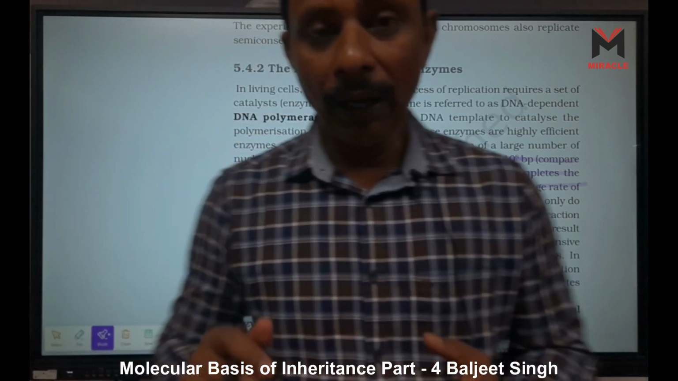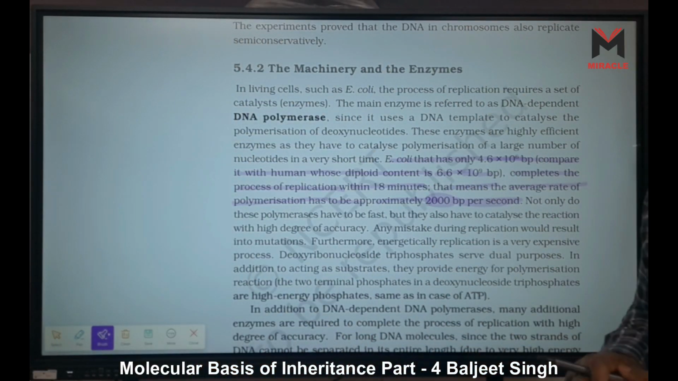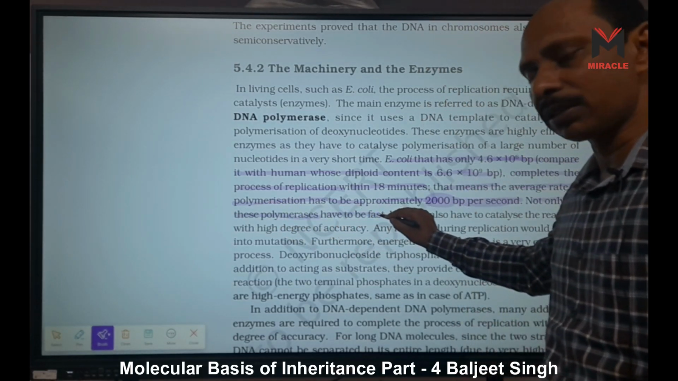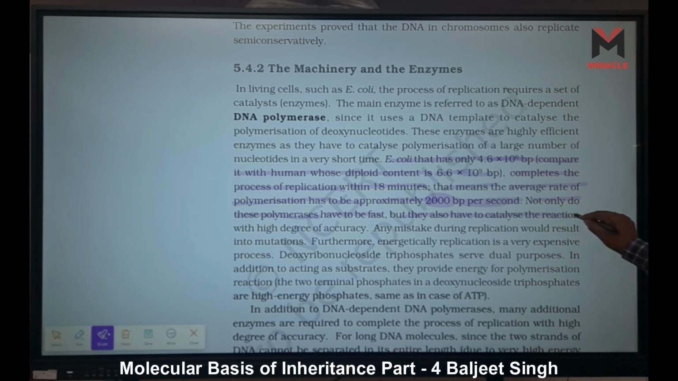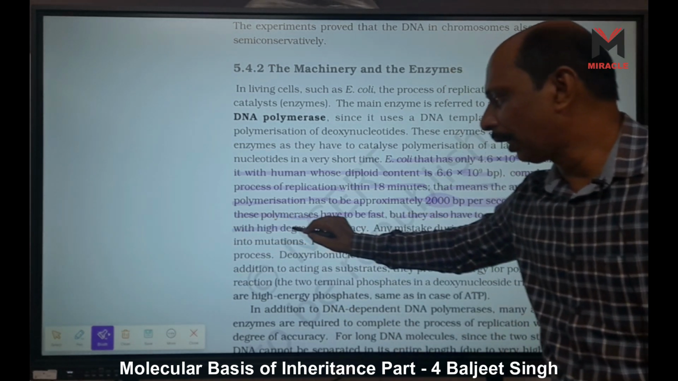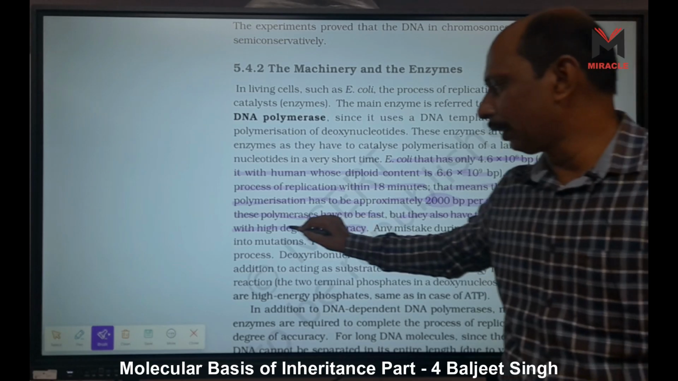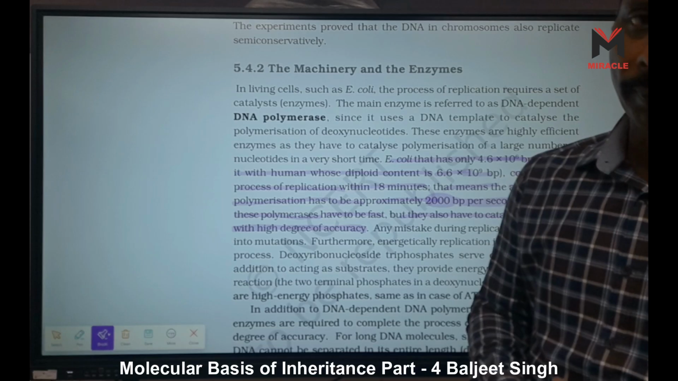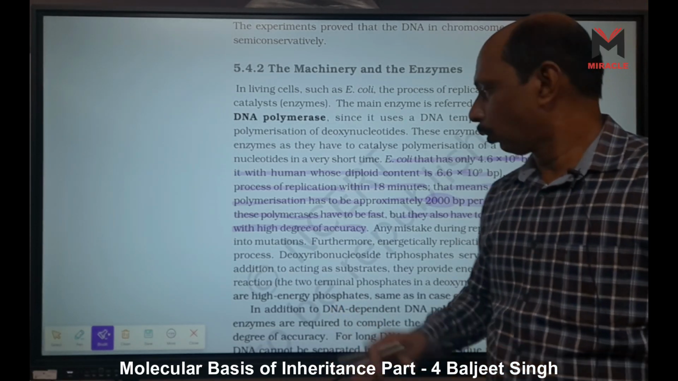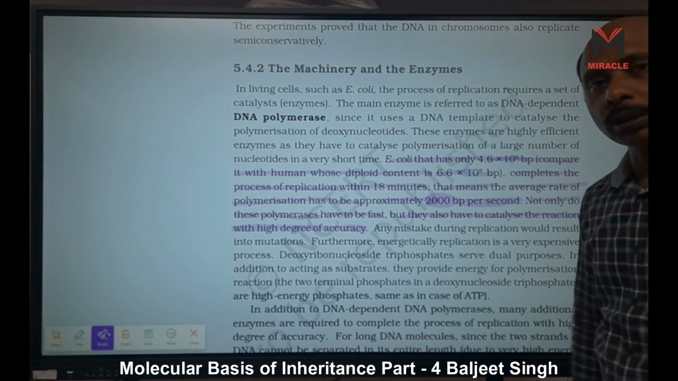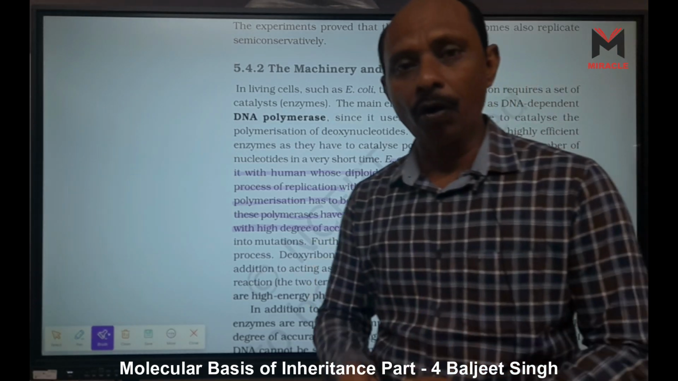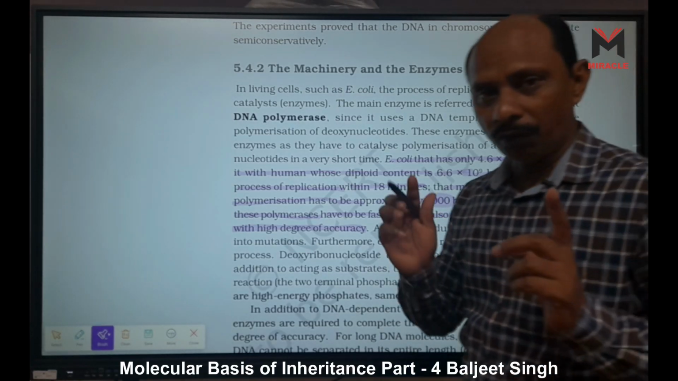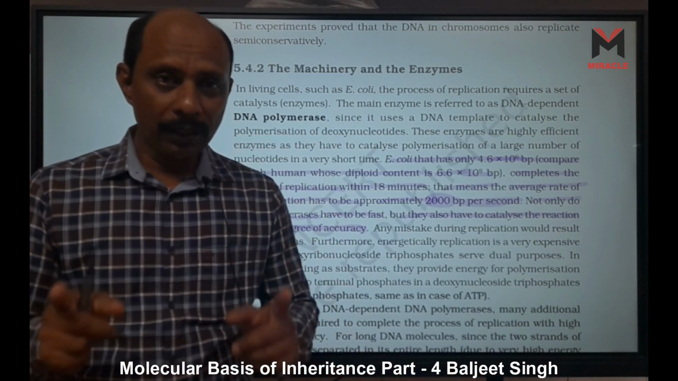And another thing is there, accuracy. Not only do these polymerases have to be fast, but they also have to catalyze the reaction with a very high degree of accuracy. No mistake occurs here. Mistake means what? Mutation happens, right? So no mistake is there. Per second, 2000 base pairs are formed, right? So you can understand here, if you want to, what is the length of DNA, per second they form.